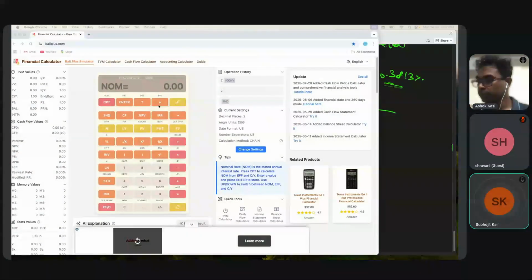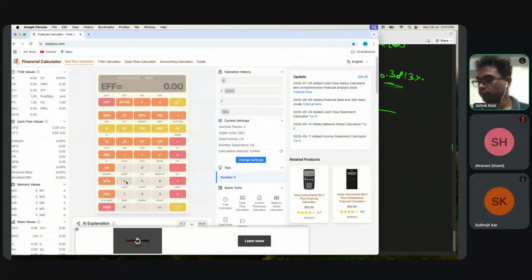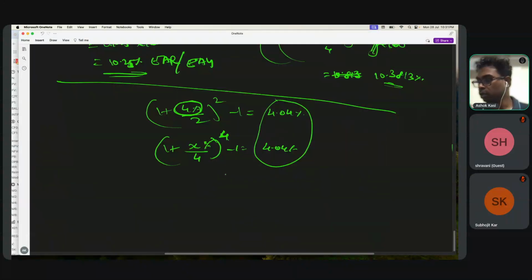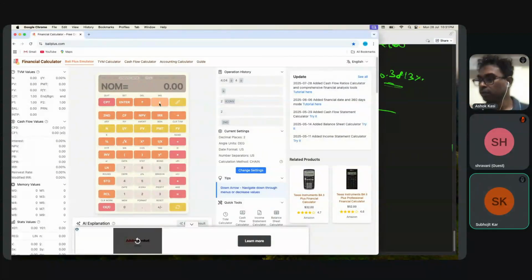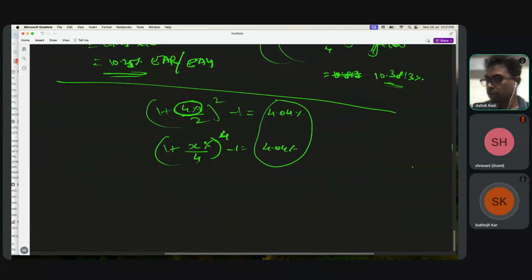4.04 in EFF. Enter 4.04, don't put the percentage. Downward arrow. C by Y is 4, compounding per year. Quarterly, correct? It is quarterly. Yes, 4. Then downward arrow, nominal, compute. 3.98 percentage. So that is the answer. 3.98 percentage. If you want, the shortcut way is to just use this number and check.